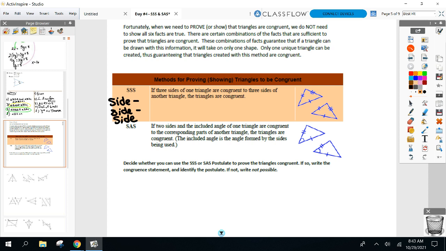Everyone see my diagram? To the right? Everyone see what I'm talking about with side, side, side. All 3 pairs are equal. That's all I need. Those 2 triangles are indeed congruent. All right, next, the second method, and this is the last one for today, SAS. What do you think that's an abbreviation for? Side angle. Oh, side angle side.